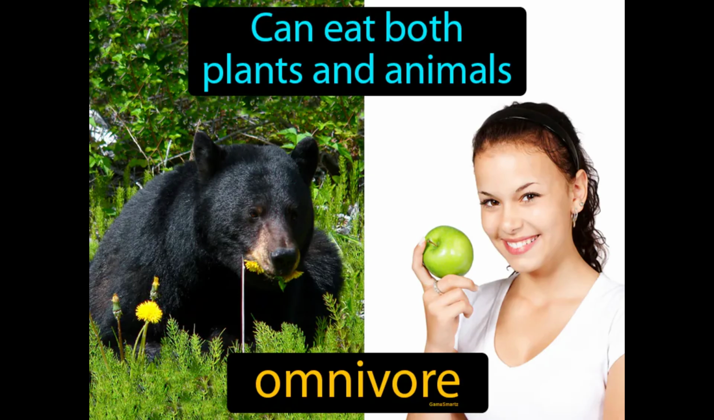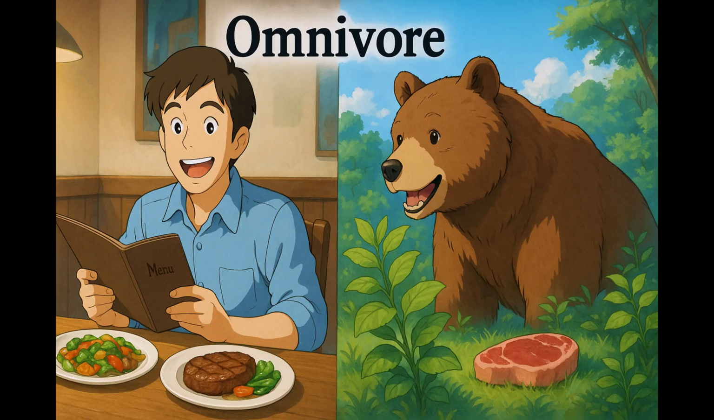Can eat both plants and animals. Omnivore. An omnivore is an animal that consumes both plants and animal matter as part of its diet. Imagine you're deciding what to have for dinner, and you're torn between ordering a vegetable stir fry or a juicy steak. This dilemma is similar to how an omnivore operates, as it has the flexibility to choose between eating plants or animals, much like your choice between vegetarian or meat options.